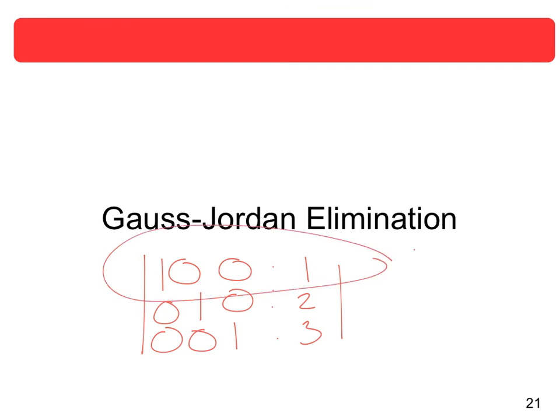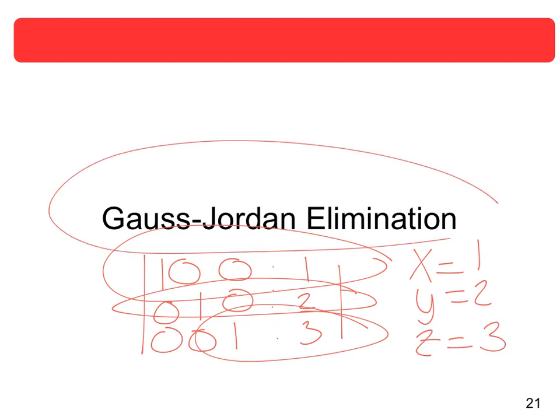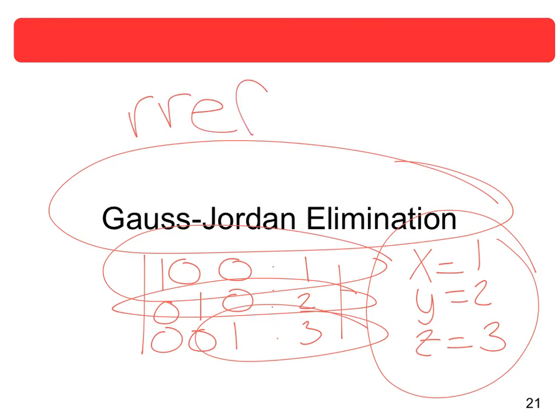This tells me x equals 1. This tells me y equals 2. And this tells me z equals 3. So the Gauss-Jordan elimination, again, takes just an additional step of the procedures we just did and puts the matrix in the form of a solution. Okay. Another name for this is reduced row echelon form. So I do have a video on that as well.